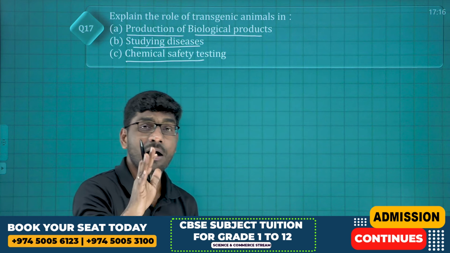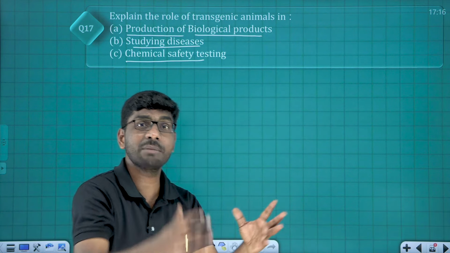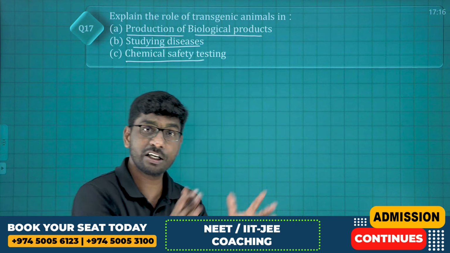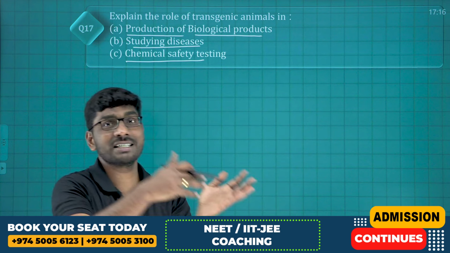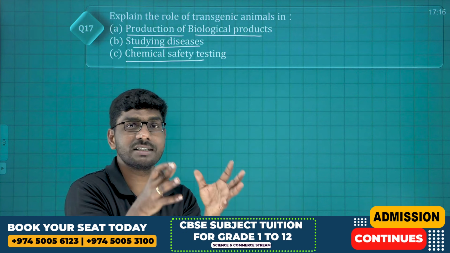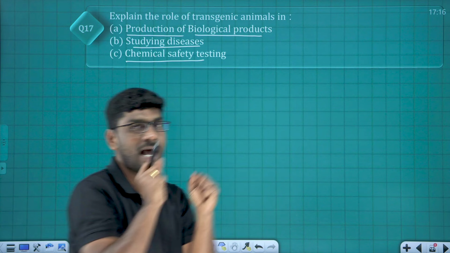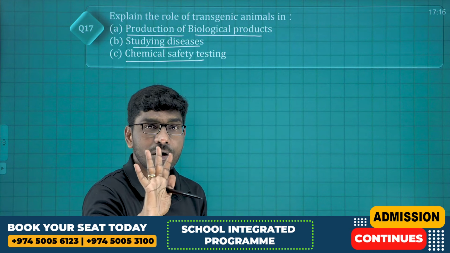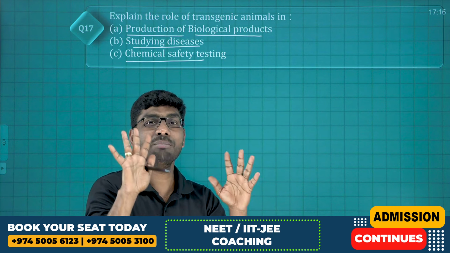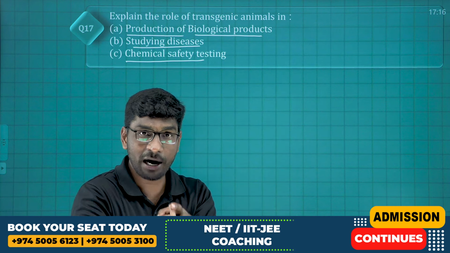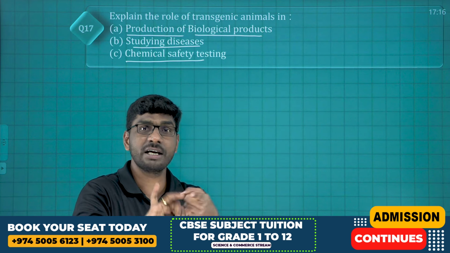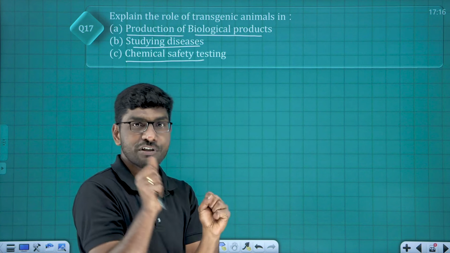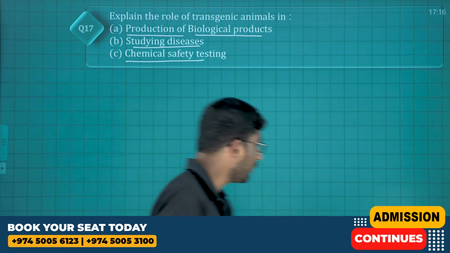The highest number of transgenic animals are mice, transgenic mice. You got my point? Transgenic cows are there, transgenic pigs are there, but transgenic mice is the more common transgenic animal. That's why NCERT mentions 5 major uses of transgenic animals, that means importance. Number 1, biological products, vaccine safety, disease studying, and chemical safety. All this NCERT mentioned. Physiology, understanding the physiology.